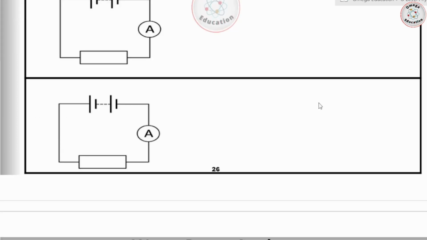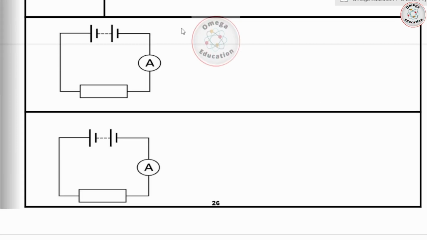All right, so now we have two circuits and we'll try to calculate mathematically the value of resistance in these two circuits. So for example, in the first one we have a battery of 9 volts. And in the second circuit we have the same battery which is of 9 volts. That's the EMF of the battery.